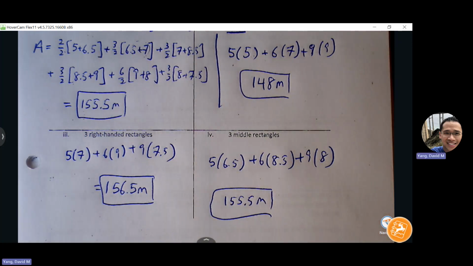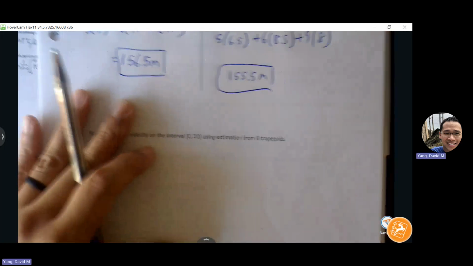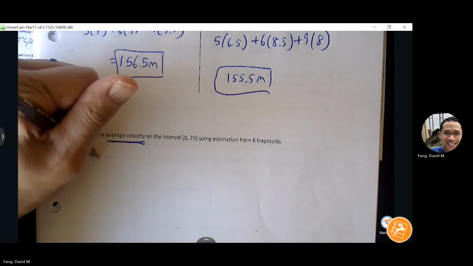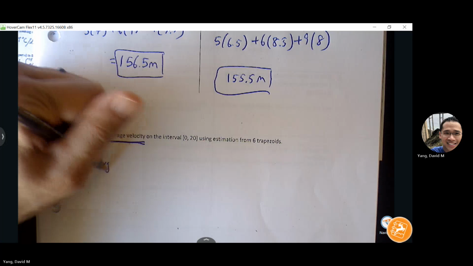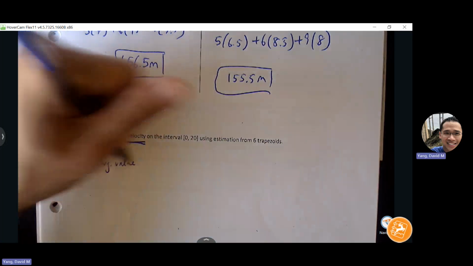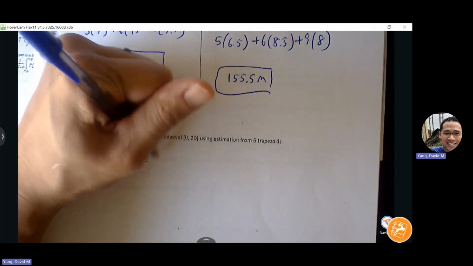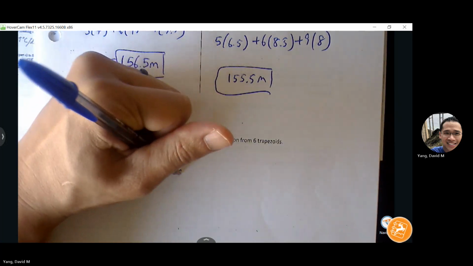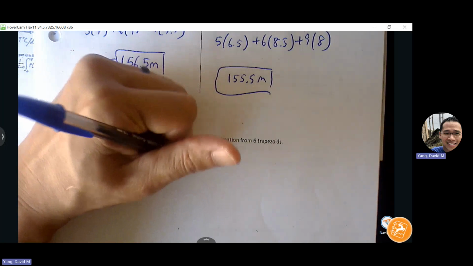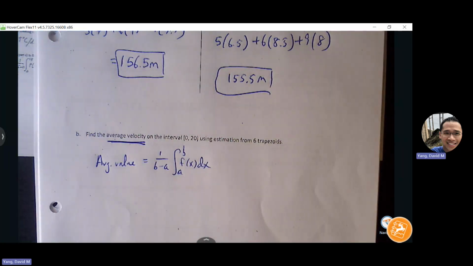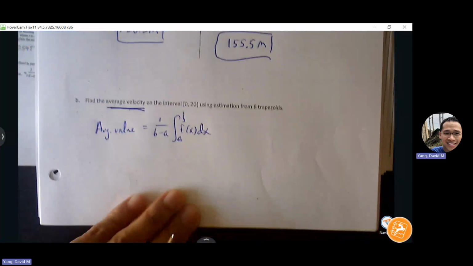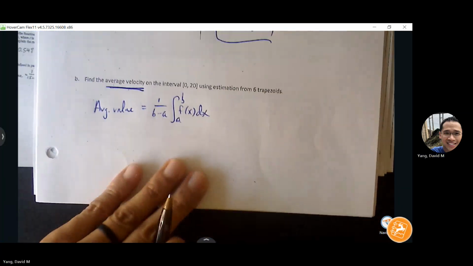Okay, everybody good here? Find the average velocity. So average velocity. Think in terms of the average value theorem. I can adapt average value and make it average velocity. You're only giving the velocity function, so why do you need to find the integral? It's saying average velocity, right? Yeah, average velocity.